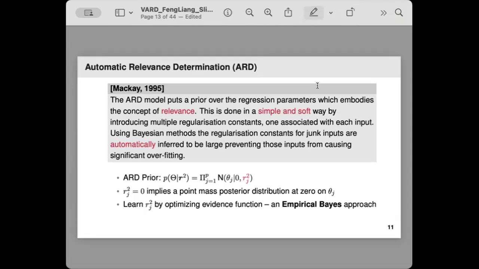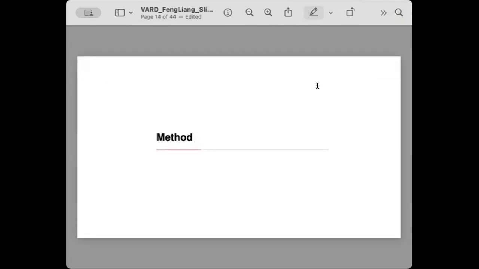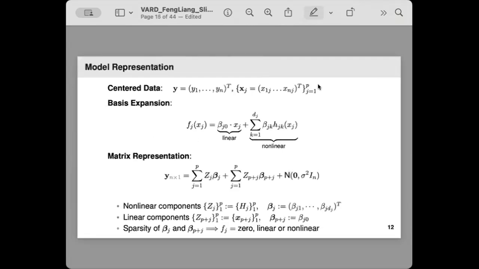But our approach is slightly different from the prior work. In prior work on ARD, the variances are estimated by maximizing a marginal likelihood, similar to empirical Bayes. But as you're going to see in the later slides, we actually estimate them through a variational framework. And now let's formally introduce our method.